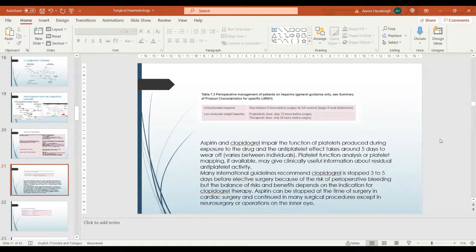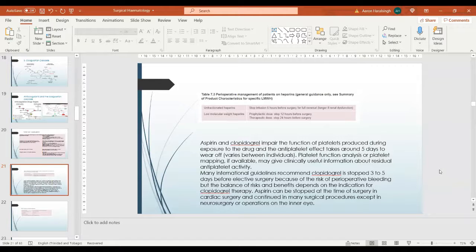When it comes to the use of heparins, it is recommended that for unfractionated heparin, you can stop infusion 6 hours before surgery in order to have full reversal, unless the patient has renal dysfunction, in which case it should be stopped for 12 hours or more prior to surgery. For low molecular weight heparins, if the patient is on a prophylactic dose, they can receive their last dose 12 hours before surgery. If they're on a therapeutic dose, then you want to stop at 24 hours before surgery.